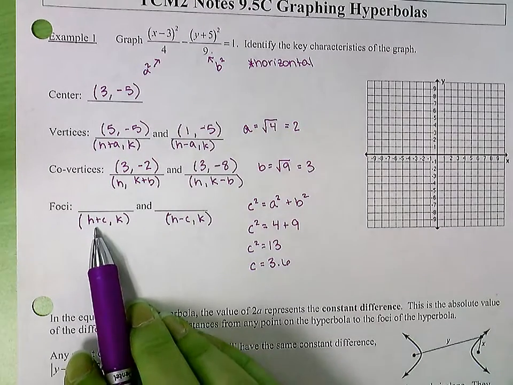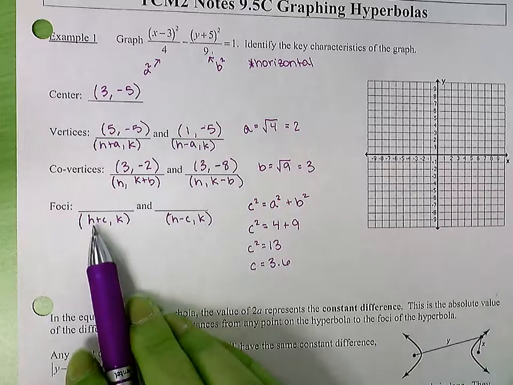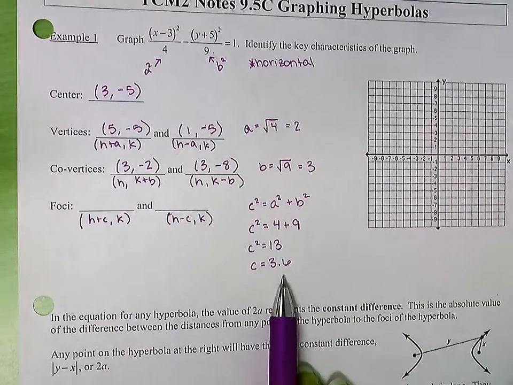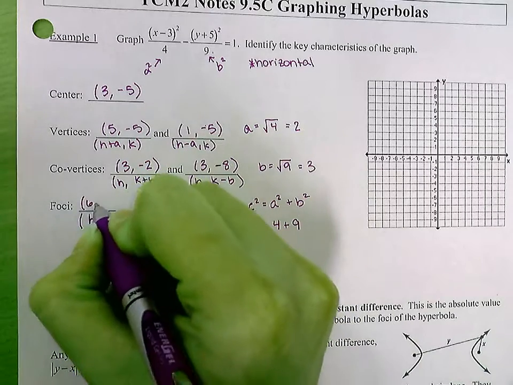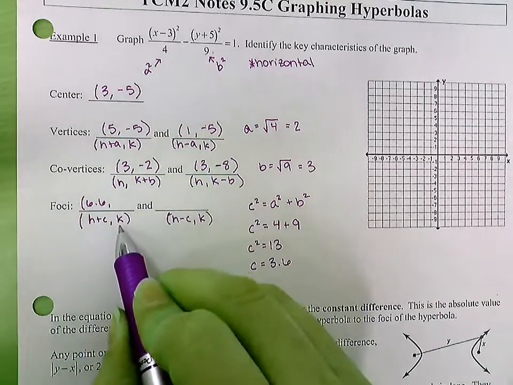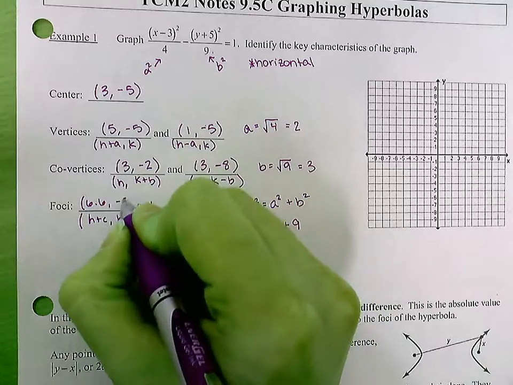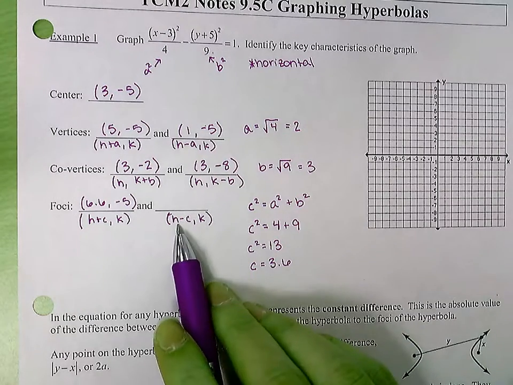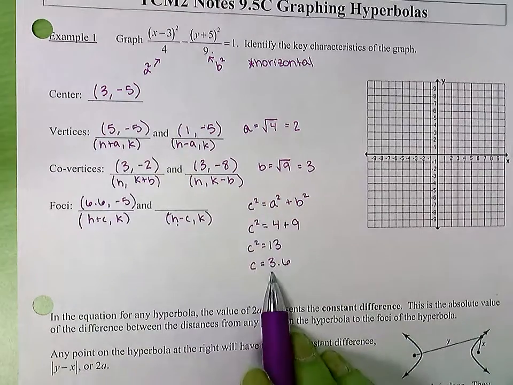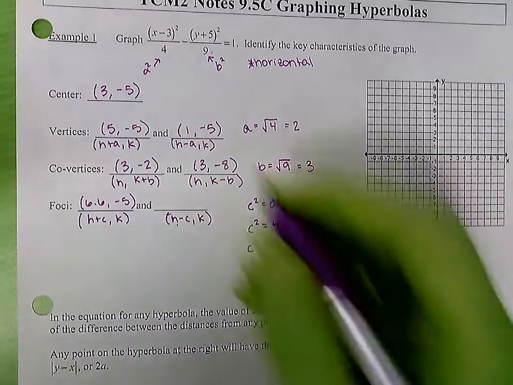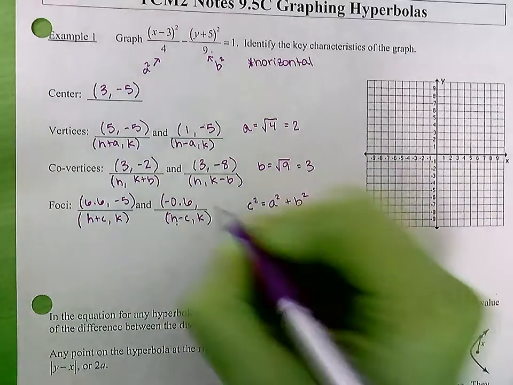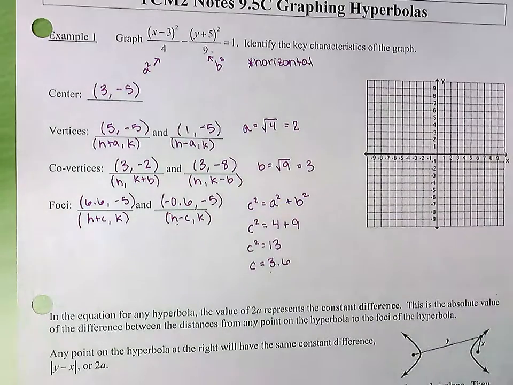So again, using c, we can find our foci points. Our h value is 3, and we want to add 3.6 to that to get 6.6. And then our k value stays the same at -5. Then we're going to take our h value 3 and subtract 3.6 to get -0.6. And again, k stays the same.